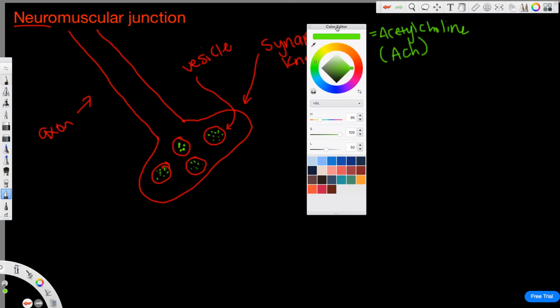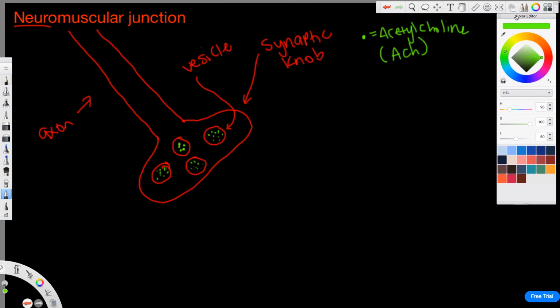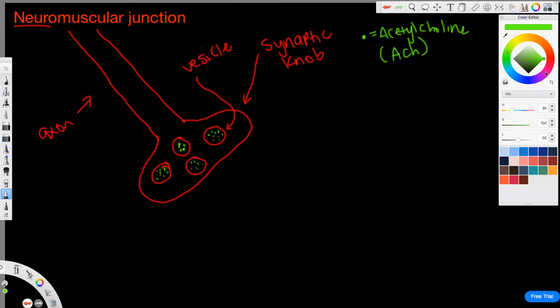let's do that. I'm actually going to leave my color editor over here for a little bit so I can have access to all the good colors. Okay, so muscular, I'm going to draw in pink. And I need to make myself a sarcolemma. So this is going to be one muscle cell being innervated by one motor neuron. So we can assume that there are other muscles in this motor unit. This is just one muscle fiber.